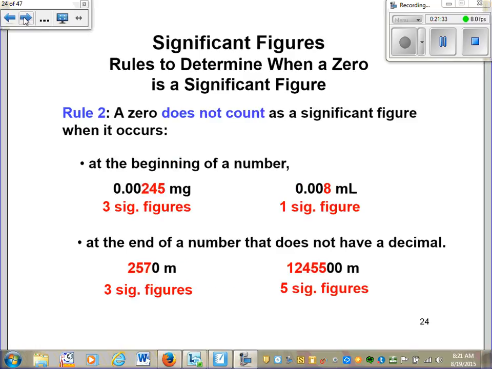If the 0 is at the beginning of a number, we call those leading zeros. It's never ever significant. So 0.00245 has 3 significant figures. 0.008 has 1 significant figure. If there's no decimal point, the zeros at the end don't count. 2570 has 3 significant figures. 1245500 has 5 significant figures. Okay?